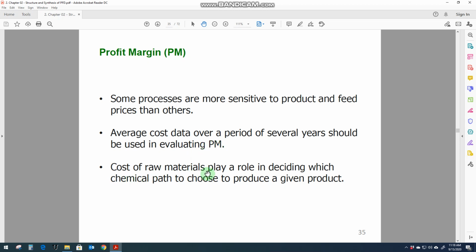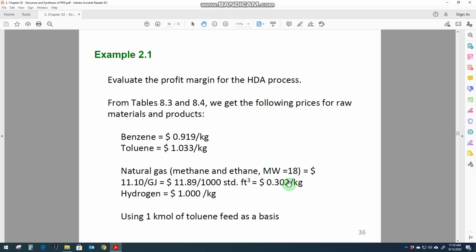The cost of raw materials plays a role in deciding which chemical path to choose to produce a given product. So depending on the price of the raw materials, we can decide which route is more reliable and can generate more profit. So let us see how we can calculate the profit margin of the hydrodealkylation process.